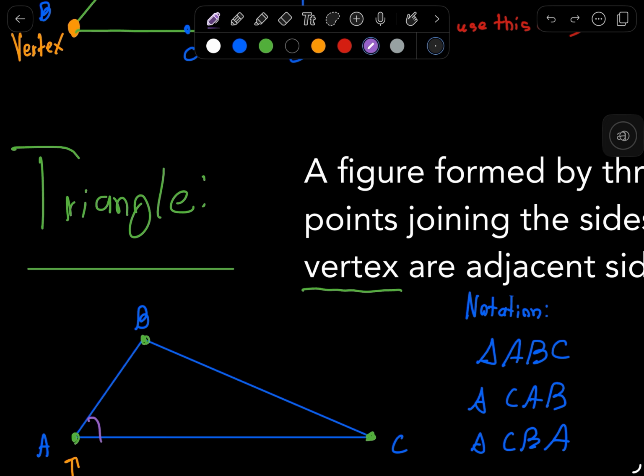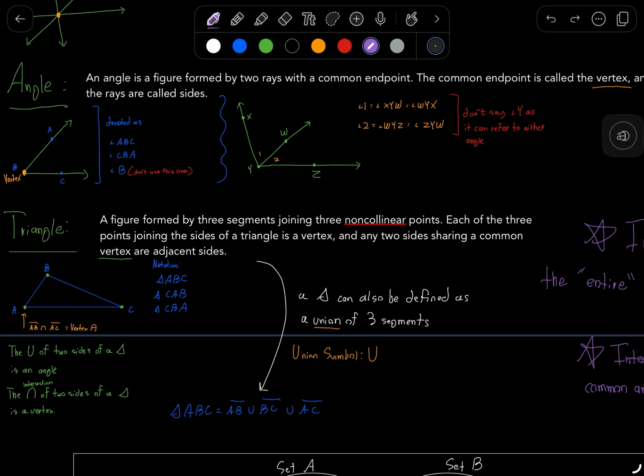When you're dealing with naming angles or naming triangles, it's pretty simple. Again, the order doesn't matter. You can label this as triangle ABC, triangle CAB, CBA. When you're writing down the notation for triangles, it doesn't matter what order you put the points in. Just make sure you put all three points.